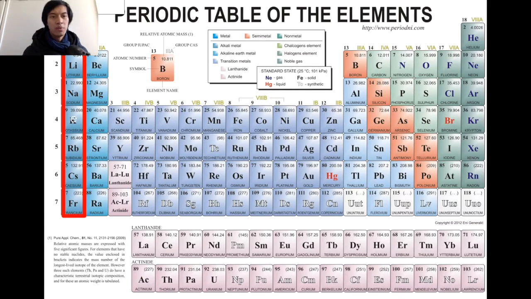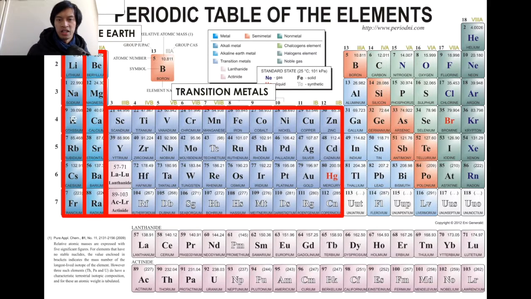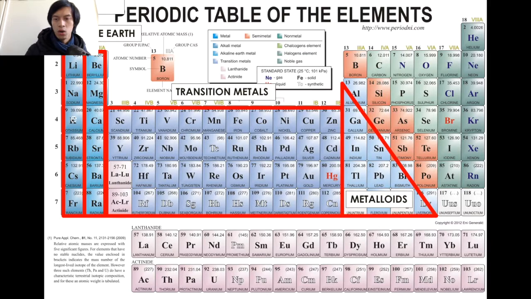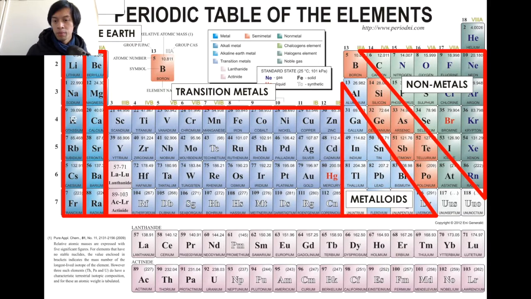The only exception being hydrogen, because hydrogen isn't really a metal. Okay, it's a non-metal element. Everything in group 2 are what we call the alkaline earth metals, which are still metals, but they are more abundant in the earth. Everything in this middle bracket here are called the transition metals. Everything here are called the metalloids. Everything here are called the non-metals, and the ones in here in red are actually called semi-metals.